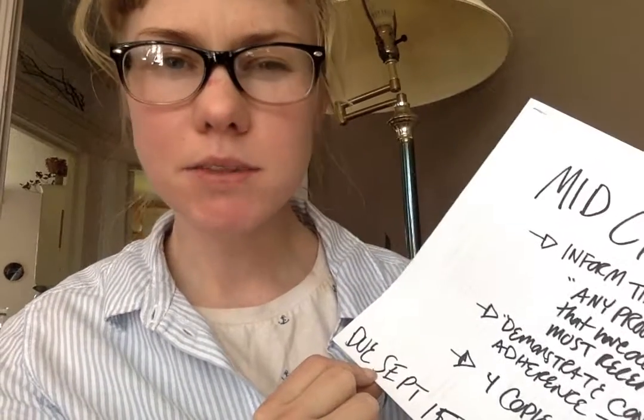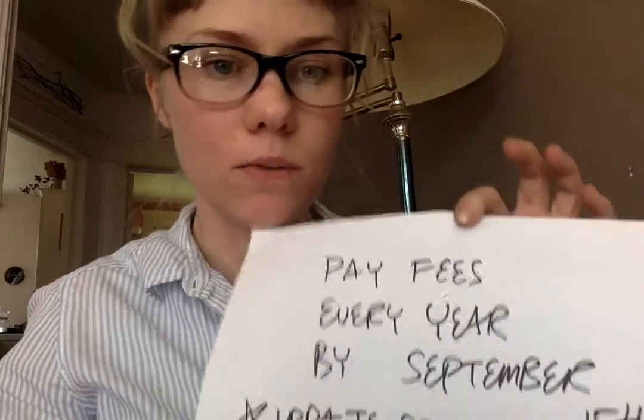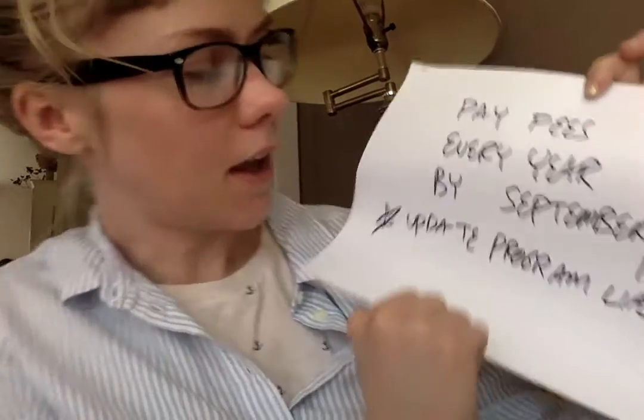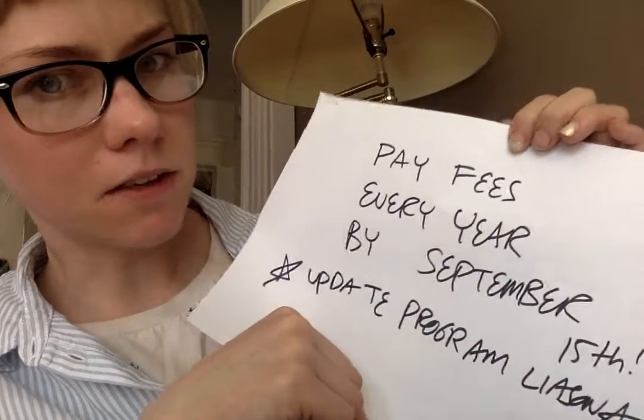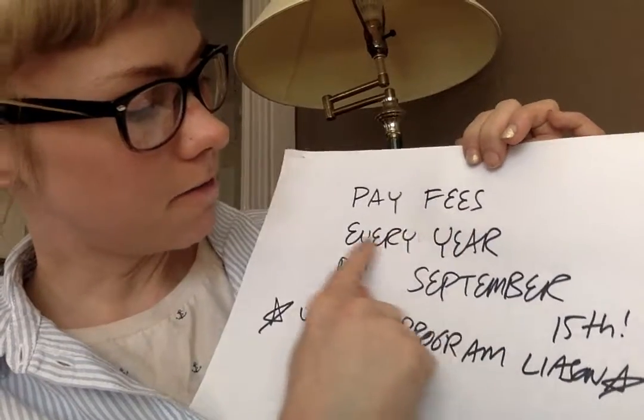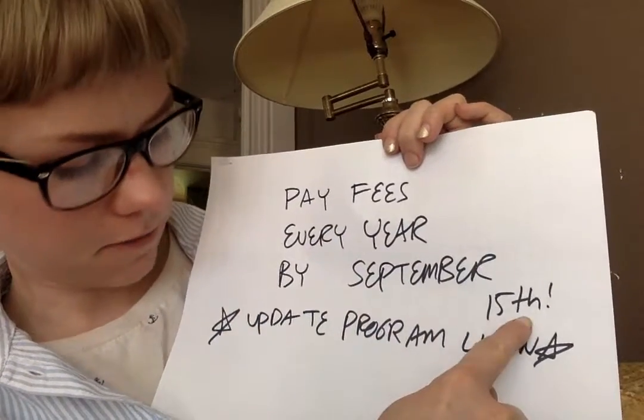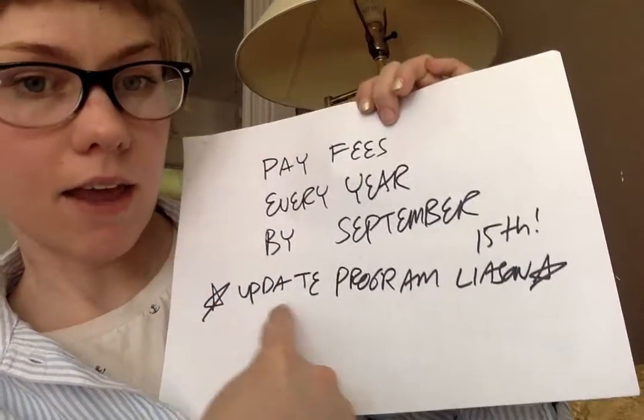Seems like a lot of stuff's due on September 15th, like the fees that we pay every year. So, it's easy to remember. Everything's pretty much due on September 15th for my section. So we pay fees every year by September 15th. And that's also when we update the program liaison. Okay? Pay the fees, September 15th, update program liaison.